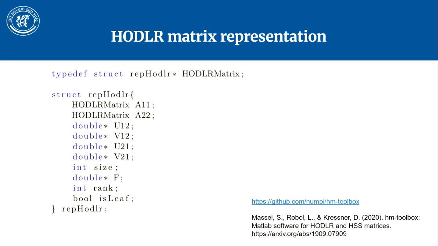We also store the size of the matrix. In this case, we are always working with square matrices, so we only store one value for the size. We then store the dense representation of the matrix in the field F. This field is only valid when the block is a leaf, which is represented by the Boolean value is leaf. When the block is a leaf, we only access the dense representation of it, and when the block is not a leaf, we access the 4 different blocks represented by the first 6 fields. And we also store the rank, which is a value that dictates the precision of the low-rank approximations of the off-diagonal blocks.